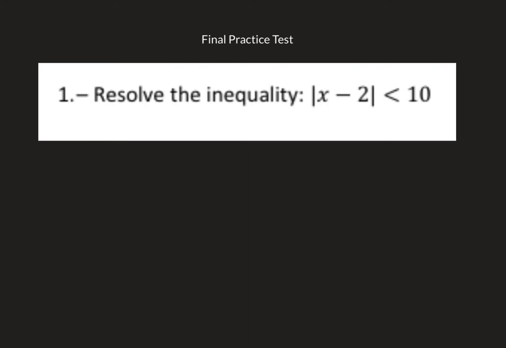When you're doing this on the test, the question will say something like, solve the inequality, write the solution to the inequality in interval notation, and graph the inequality. So this is an absolute value inequality. This is, I believe, from section 4.